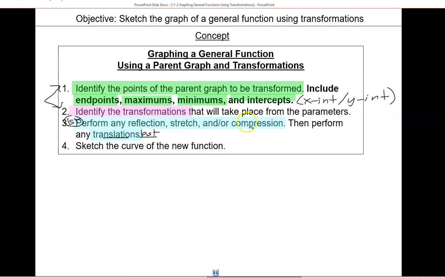Between reflection, stretches, and compression, you can do the reflection first or the stretch first. You can do the reflection first or the compression first. That doesn't really matter. Sometimes I choose to do one first and sometimes I choose to do the other first. It just depends on whatever I think would be easiest for that particular graph. And then we will connect our transformed points to create a sketch of our curve or graph for the new function.